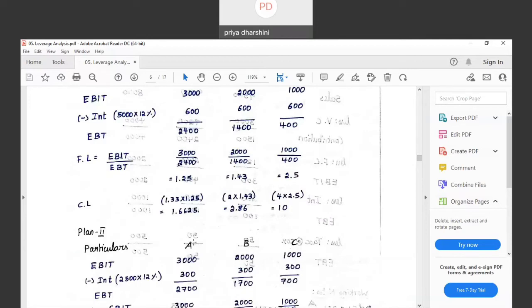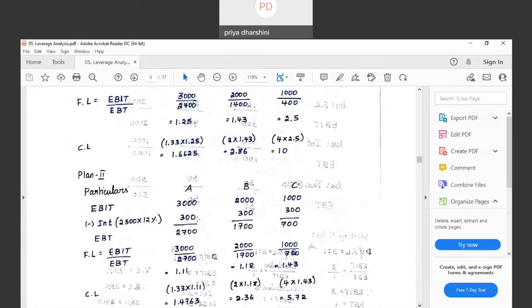Again, for these three situations, for the three different EBIT, if it is financial plan 2, how much will be interest? Interest will be 2500 of debt into 12% interest amount. So EBIT minus interest will give you EBT. Then how do you find financial leverage here again? It is EBIT by EBT. So you find three different financial leverages. How will you find combined leverage? Operating leverage you already found for three different situations, into the financial leverage will give you the combined leverage.